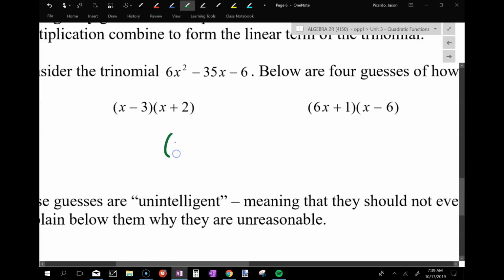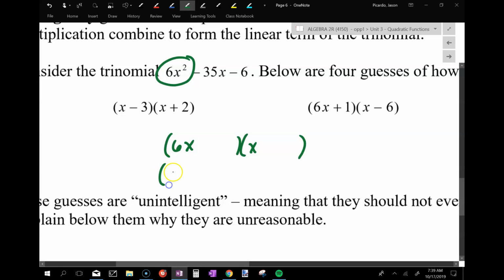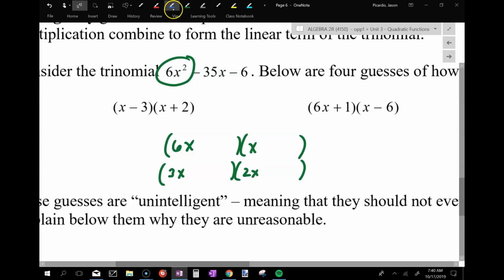What do I mean by more than one correct choice? Do you agree that, and don't write this down, to get a 6x squared, I could have that and that? Multiplying those two together will definitely give me a 6x squared. But I could have also had that and that. So I know it's going to be one of these or one of these. Then the other thing I look at is how do I get a negative 6?